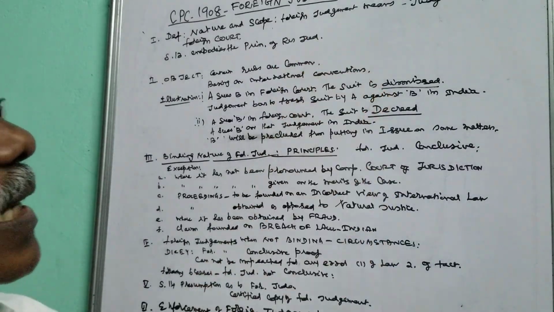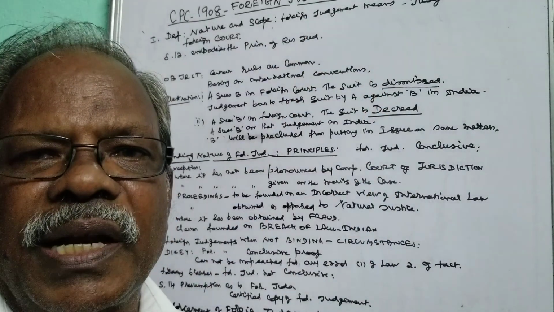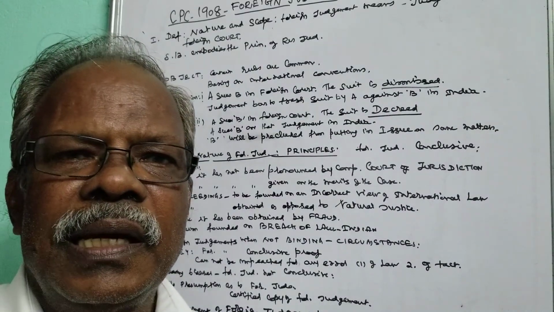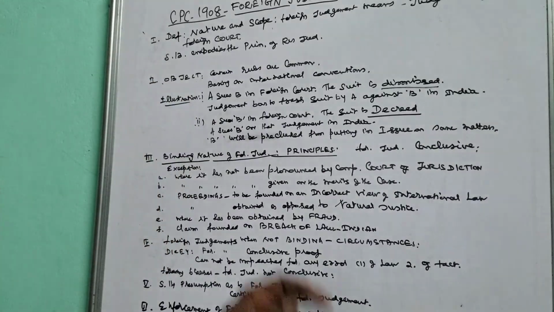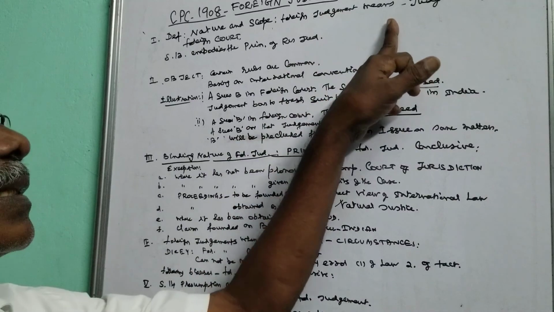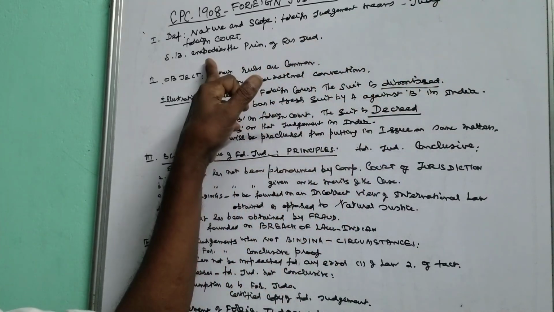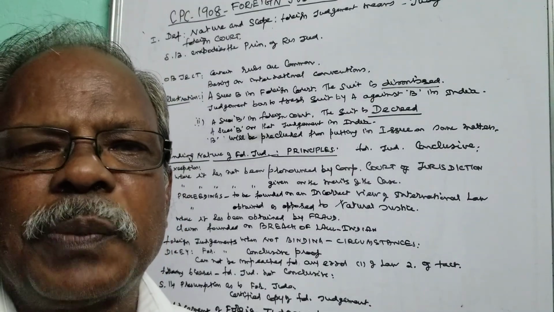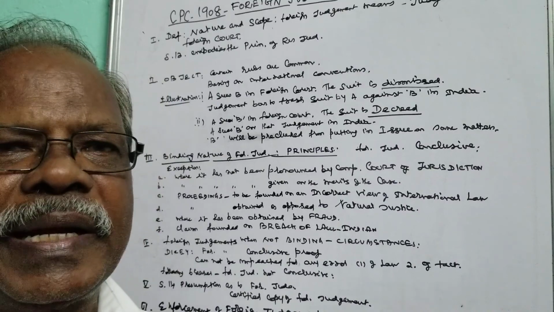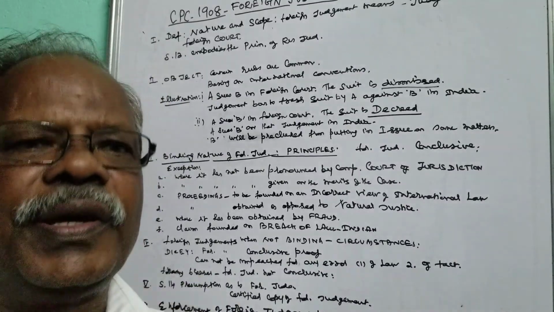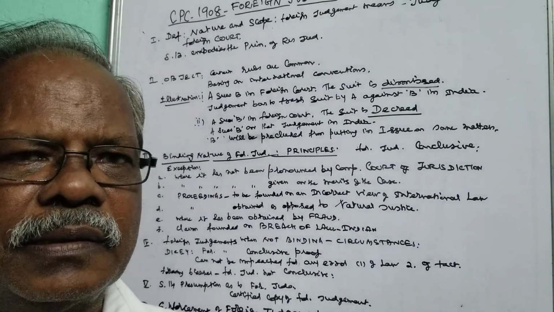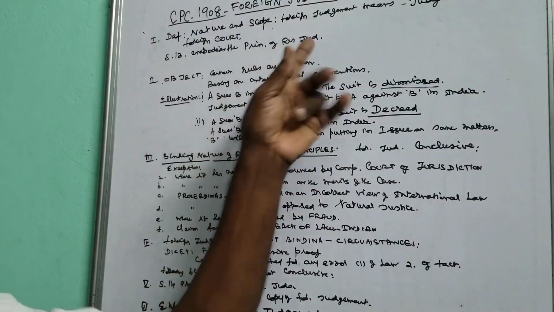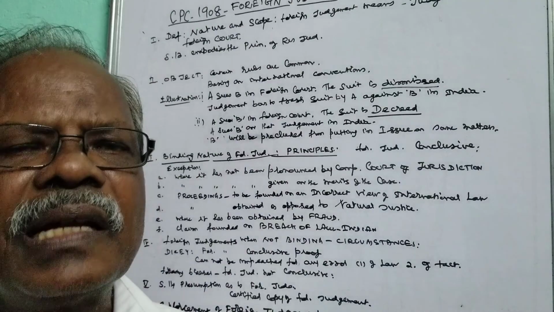Actually, the foreign judgment means the judgment made in a foreign court. That is, it may be in Australia, USA, England or Germany. So the judgment means the judgment of a foreign court, and the main thing is it embodies the principle of res judicata. Embodies means depicting or showing or clarifying. So it is based on res judicata.